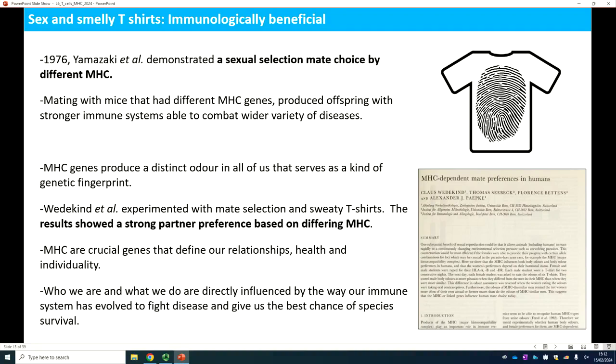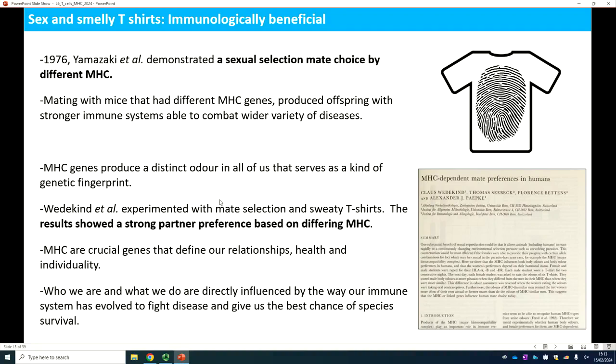We also know that MHC can produce a distinct body odor, and this actually helps to serve as a genetic fingerprint. Furthermore, there's some research that has shown that there's mate selection when we can smell this. What they did is they took sweaty t-shirts, and they showed that there was a preference for people who had differing MHC genes. So obviously, you want to mate with someone that has significantly different MHC to you in order to give your offspring the better chance at having a more robust immune system.